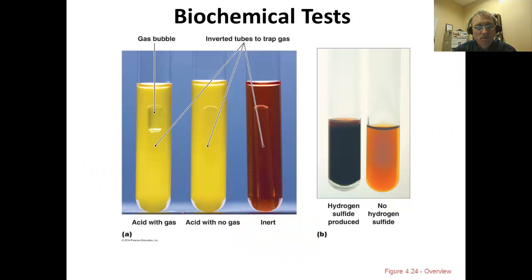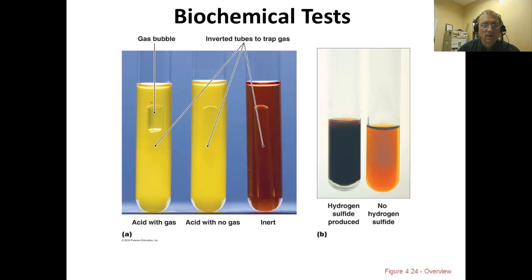Biochemical tests are going to be used extensively in the microbiology laboratory to help us to be able to identify microorganisms. The principle behind a biochemical test is this. A microorganism is given a substrate that an enzyme may perhaps be able to act upon, and a product is formed.